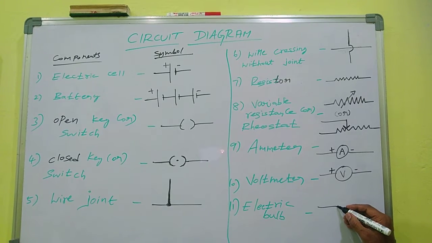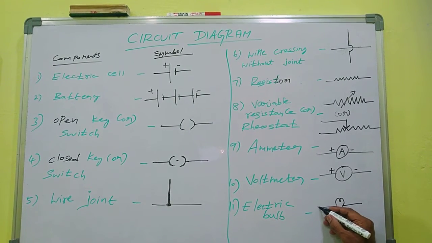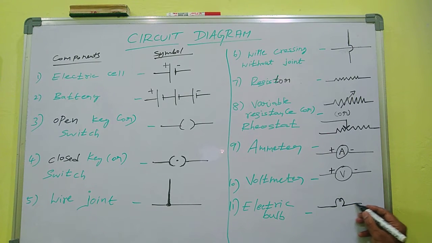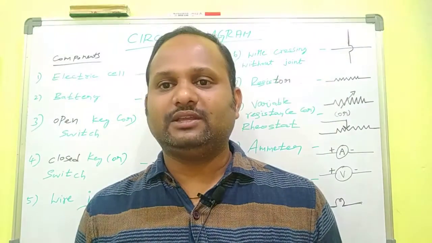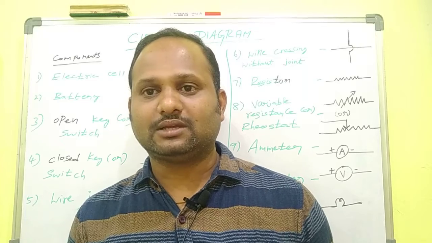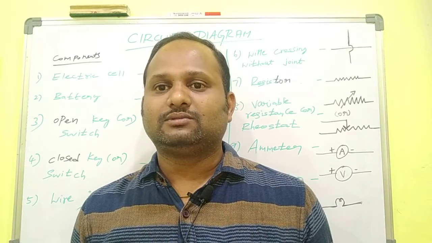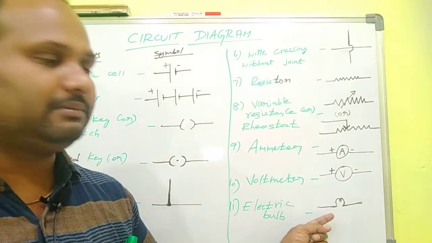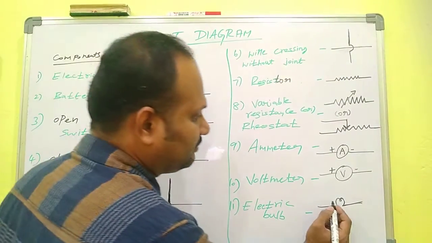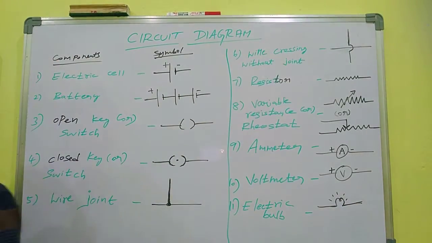The last one is electric bulb. The use of electric bulb we know. If we want to find whether electric current is flowing through the circuit or not, you can connect one electric bulb in the circuit. If the bulb glows, the current will pass through the circuit. Otherwise, it will not pass through. So this is the symbol for electric bulb without glowing. If the bulb glows, then we can make use of this symbol.